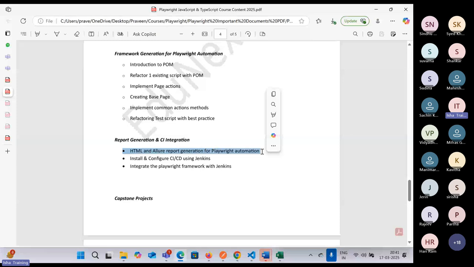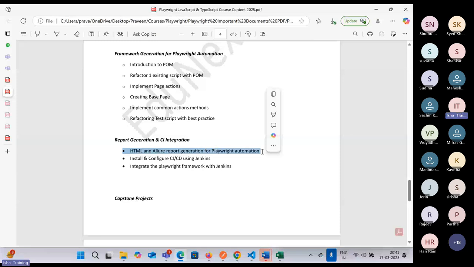So after understanding GitHub, we'll understand the CI/CD pipeline using Jenkins. That means we will also set up a CI/CD pipeline using Jenkins over here. We'll create jobs which will automatically start our test automation. We'll also see how we can manually run the test automation inside Jenkins and so on.